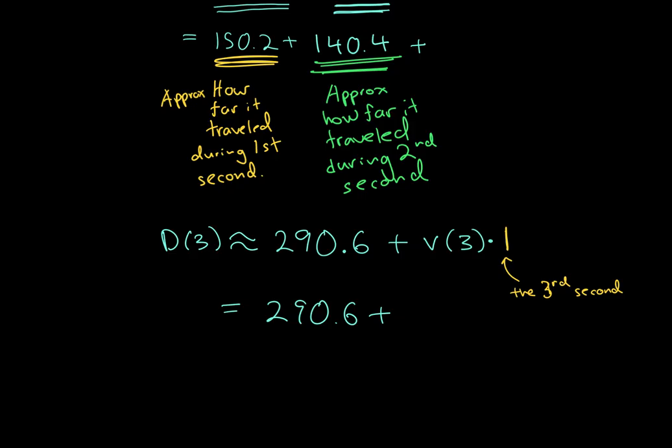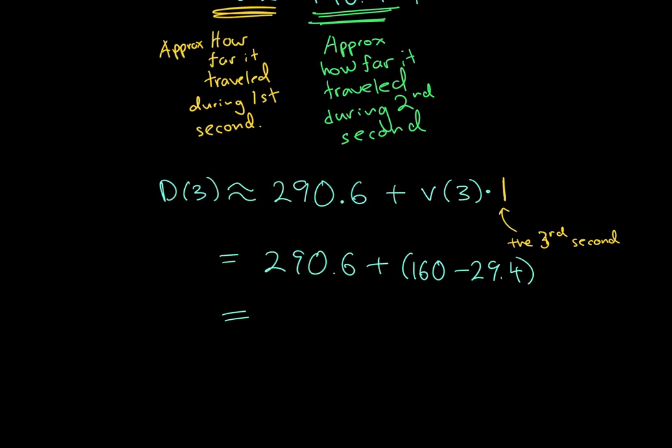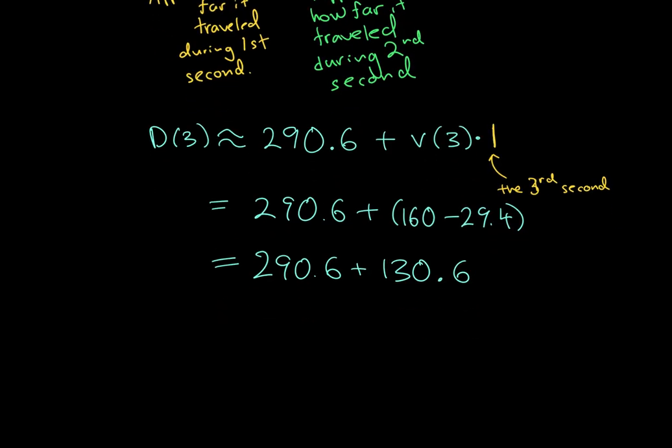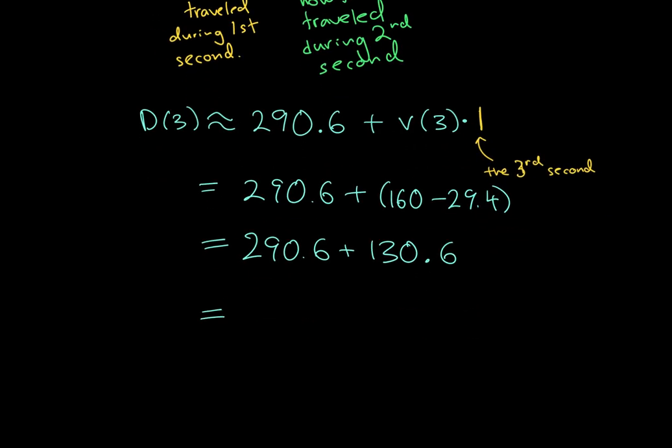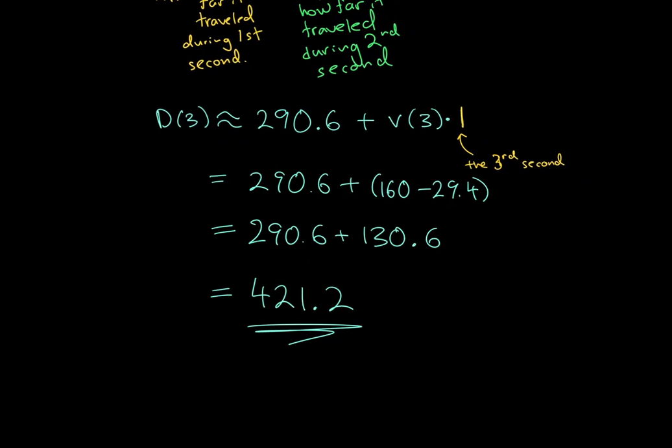But it's 160 minus 29.4. And of course, that is the same thing as 290.6 plus, okay, I'm going to subtract 30. Oh, this is embarrassing, guys. 130.6. And that is the same thing as 421.2.